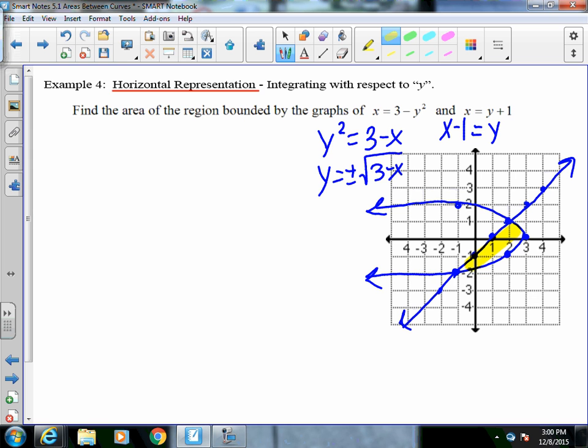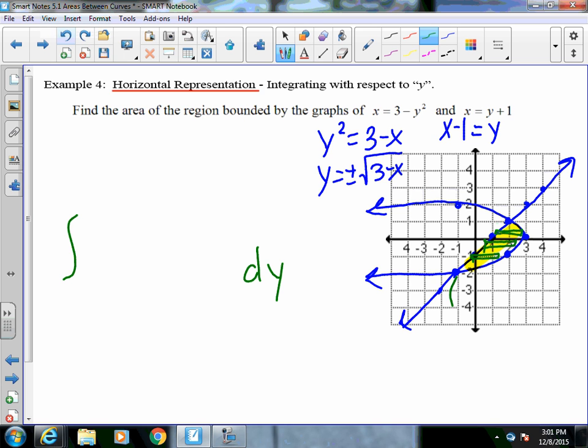Now we could do vertical rectangles, but it would get a little tricky when we get over here at this section because the top and the bottom are the same function, which makes working out an integral very difficult. So an easier way to do this would be to do rectangles on their sides, which means the thickness of these rectangles is now a y value. So our integral is going to have a dy, and our limits of integration need to be y values.